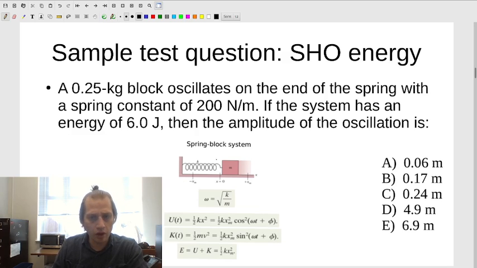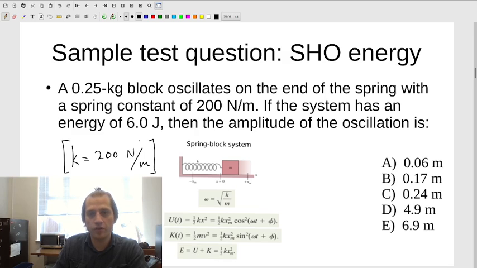Now, I can also give you questions involving the energy. The energy is the sum of the kinetic and potential energy for this system, and that is a constant. Now look at this. It says a 0.25 kilogram block oscillates on the end of a spring with a spring constant of 200 newtons per meter. Okay, so when you see that, you should be able to at least write down k equals 200 newtons per meter. So this is going to be the expression that helps you to solve the rest of this.